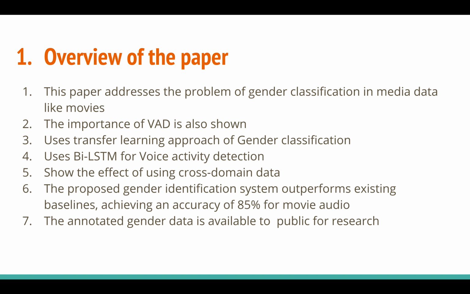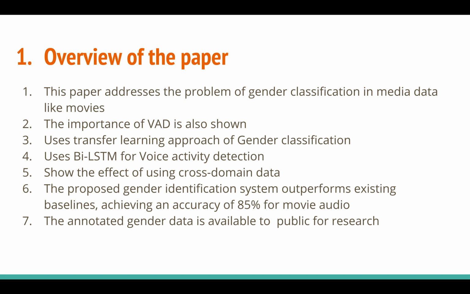So the overview of the paper is like this. This paper addresses the problem of gender classification in media data like movies or YouTube videos. The important part in this paper is voice activity detection, which is one of the important blocks needed before gender classification. We will see why is that. Then this paper uses an algorithm called transfer learning, which is basically learning from some pre-trained model, something similar to fine tuning of some model. So we will see what is the approach and what is the pre-trained model they have used for gender classification.